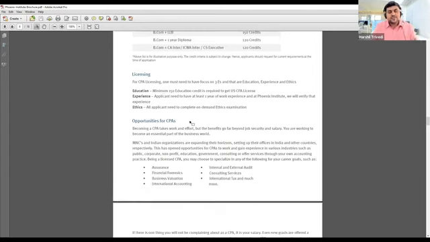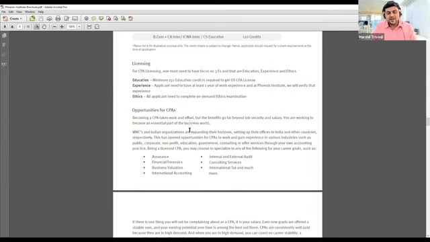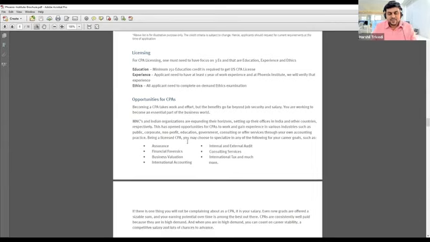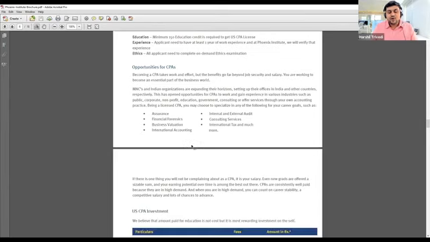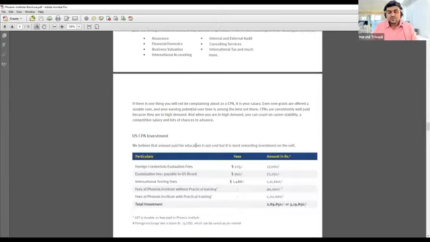Now, once you become a CPA, you can do assurance service, financial forensics, business valuations, international accounting, international and external audit, consulting services, and international taxation, and many more areas you can work on. So what are the total expenses for this particular course?